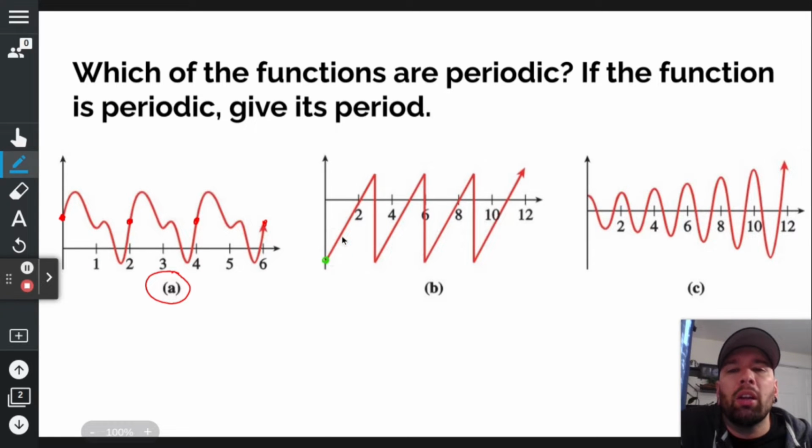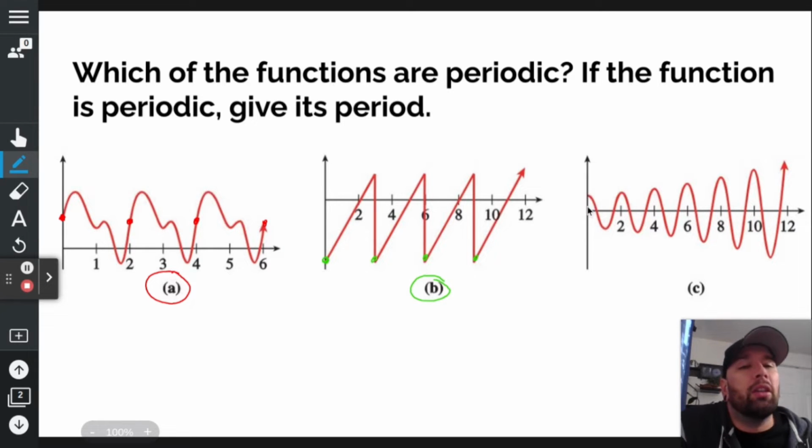If you take a look at B, you're going to see similar things. You start way down here, you go up and then down and repeat literally the exact same progress. By the time you start at the very bottom, go up, and go back down to the same exact spot, it's 3 spaces. So B is going to be part of that too. So A and B are both periodic.